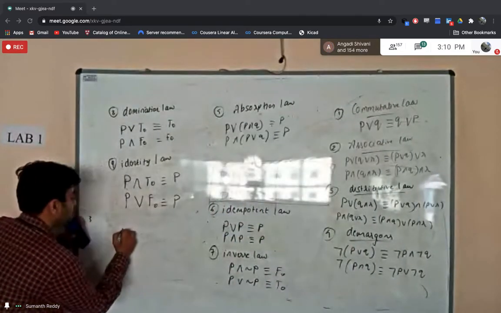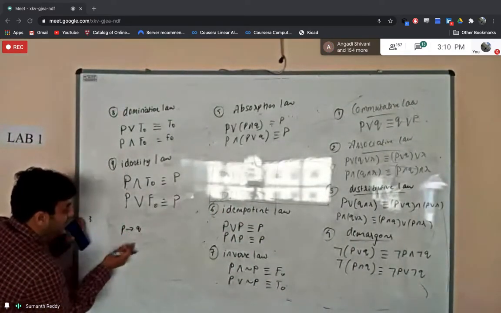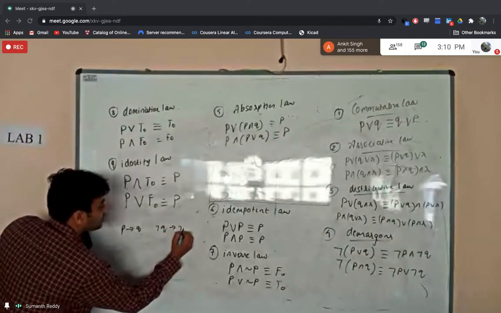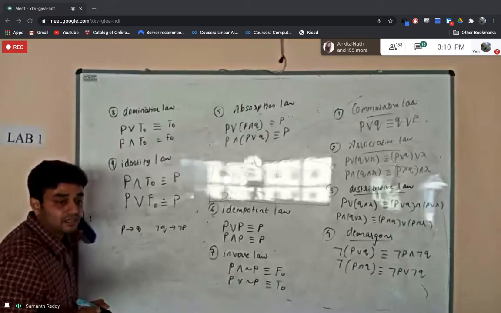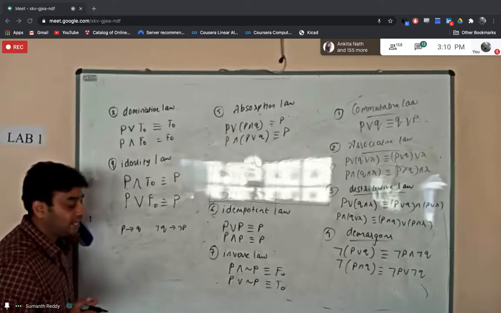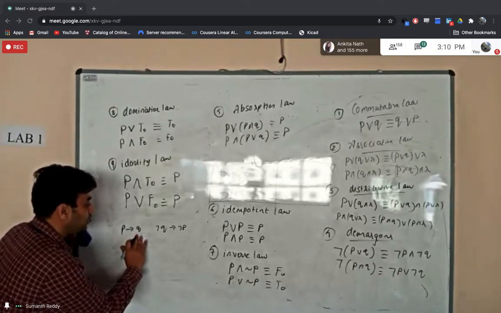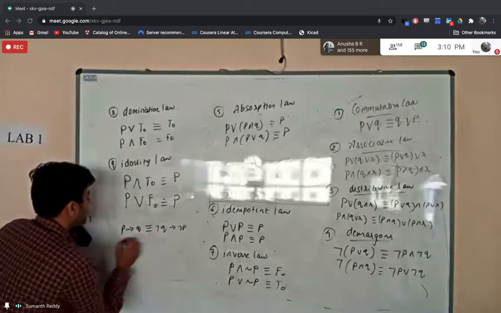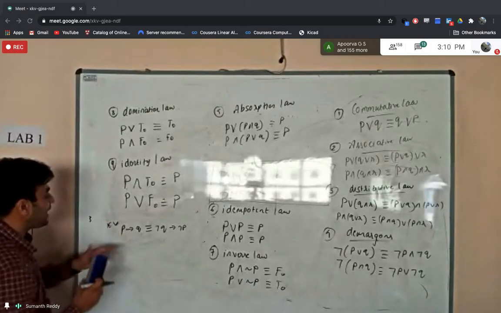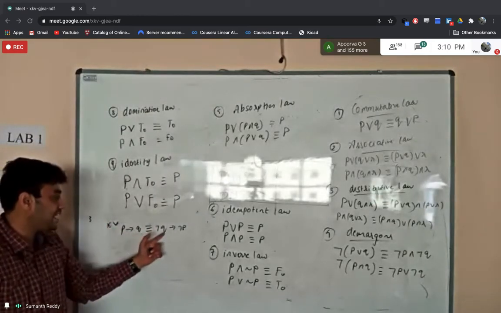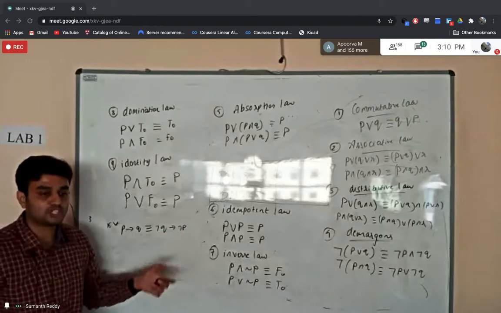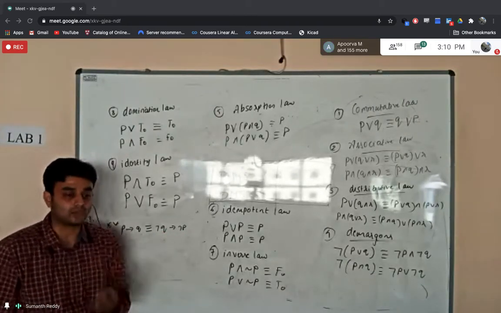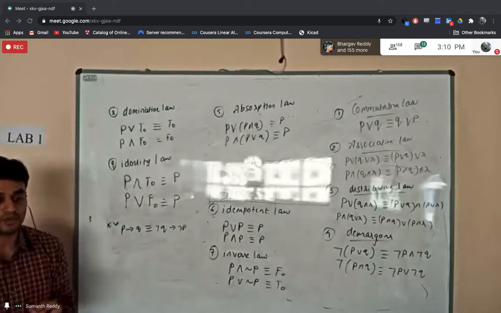Whatever values you get for P implies Q, you get the same values for negation of Q implies negation of P. I showed you in the table, right? And I told you to make a note of that. So whenever I have a conditional P implies Q, this will be the same as its contrapositive. What I mean is this formula is important. Whenever I have P implies Q, I can also write negation of Q implies negation of P. Why? Because both are logically equivalent. If you have any doubt, you can write the truth table and check. You get the same set of truth values.